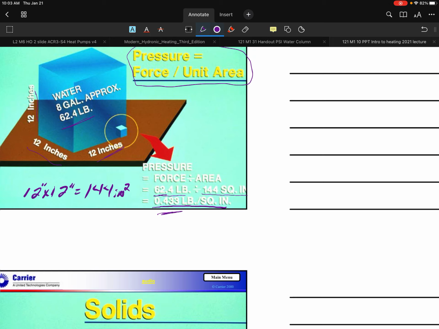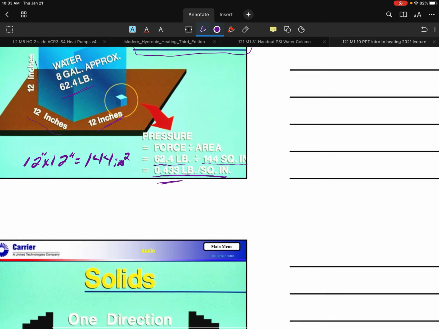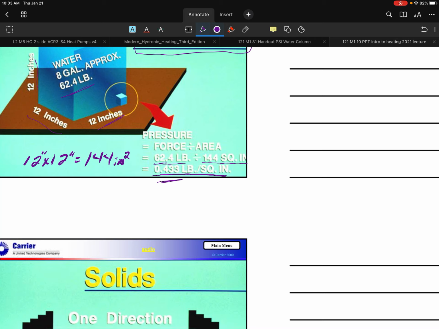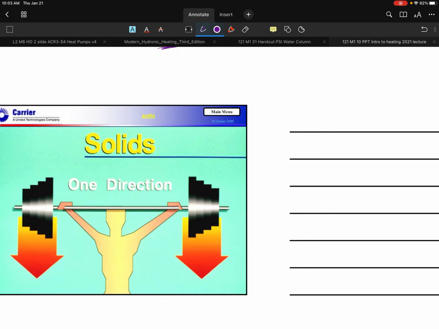So we'll hit on some more of those examples, and I'll go through a little more detail when I go through the other PowerPoint that defines pressure a little more. But I think this is a good starting point. Force per unit area is typically what we would refer to as the norm, the standard. All right, so let's move on to the next one.